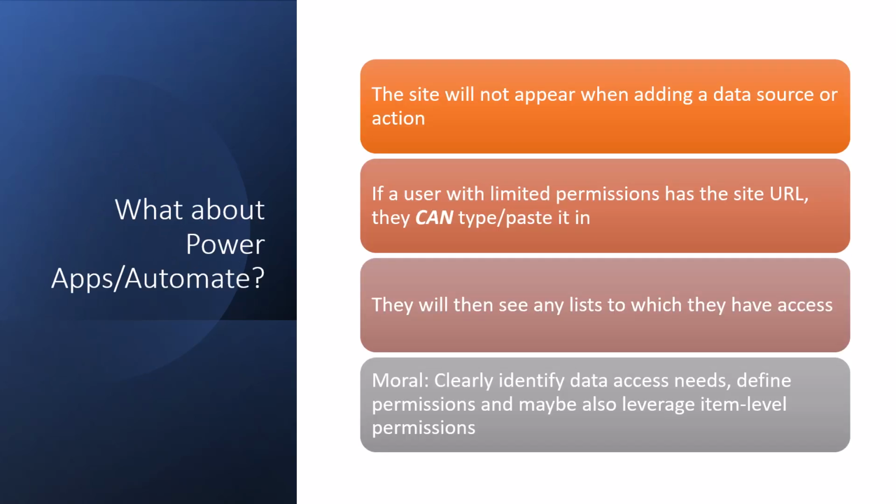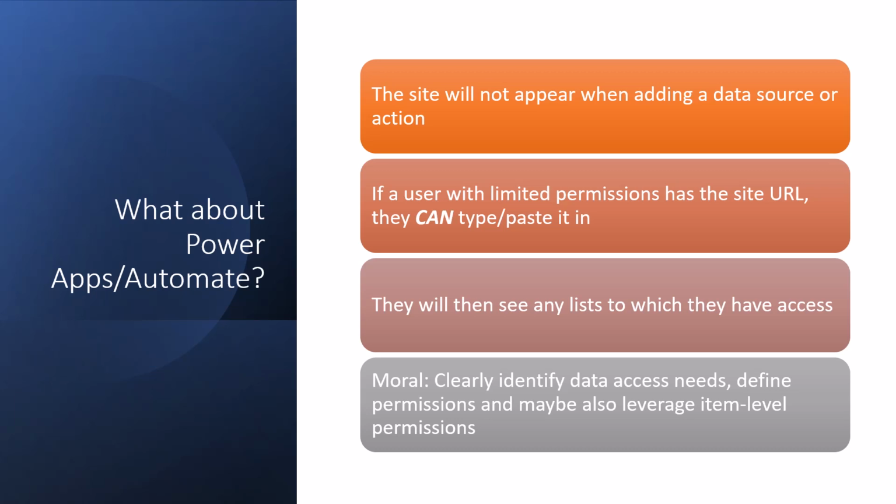Now, what about any kind of limitations using this specifically with Power Apps and Power Automate? What I've learned is that if one of those users with that limited permission goes into Power Apps and wants to add a data source, they won't see the site listed. When you add a data source, it'll show you a list of your recent or frequent sites. They won't see that site listed. They can paste in the URL of the site.